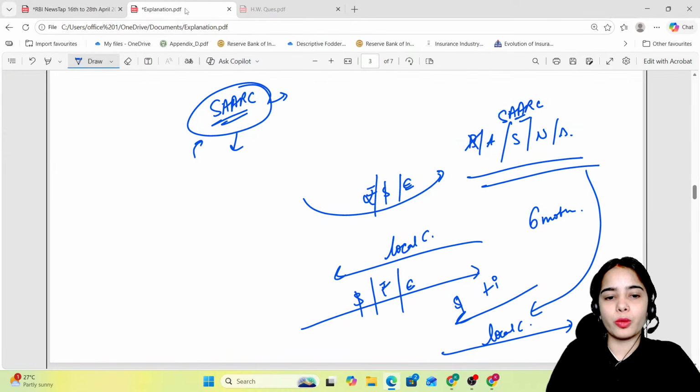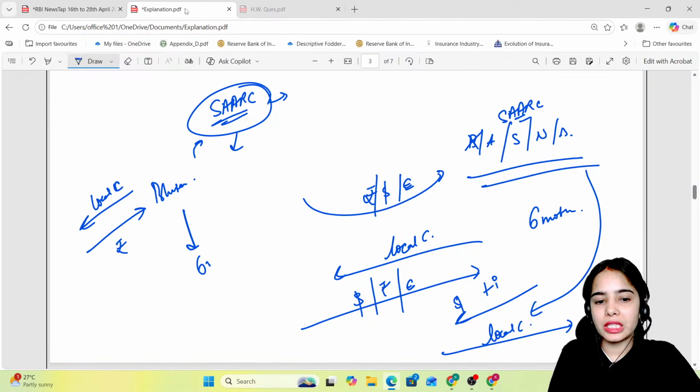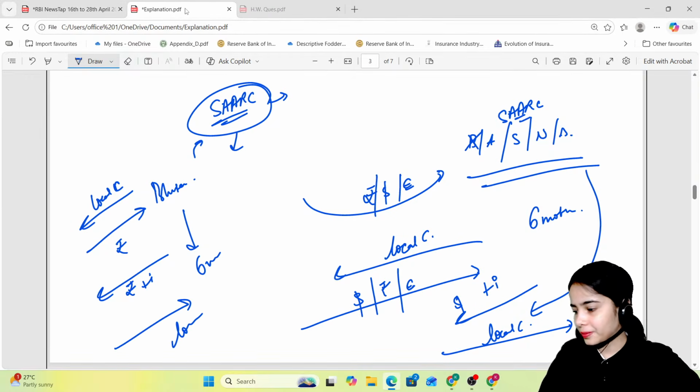So let's say Bhutan requires rupees. So we will provide them the rupees, they will provide us their local currency. And after the 6-month time period, or after the time period, they will return the rupees with some interest, and we will return the local currency to them. Okay, so this is the kind of idea.